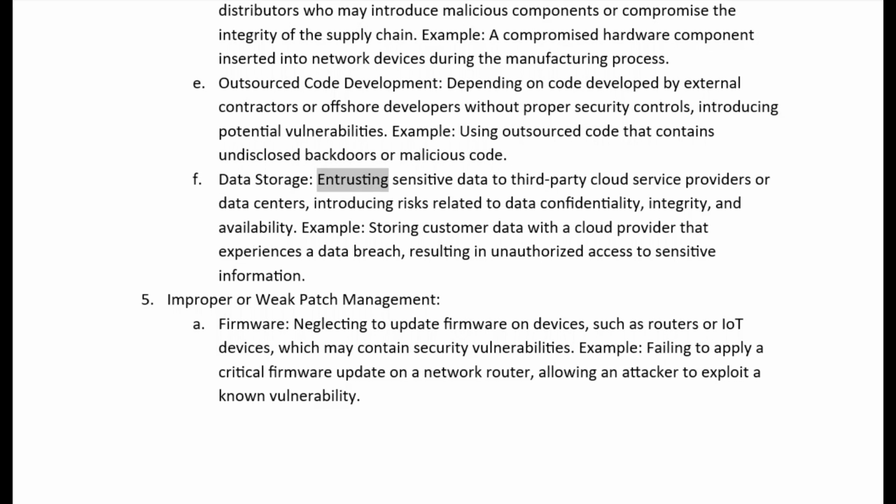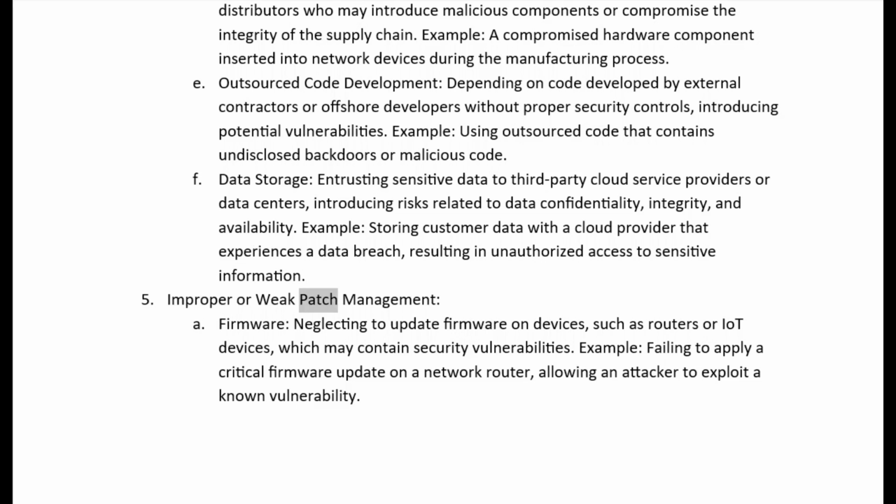Data storage: entrusting sensitive data to third-party cloud service providers or data centers, introducing risks related to data confidentiality, integrity, and availability. Example: storing customer data with a cloud provider that experiences a data breach, resulting in unauthorized access to sensitive information.